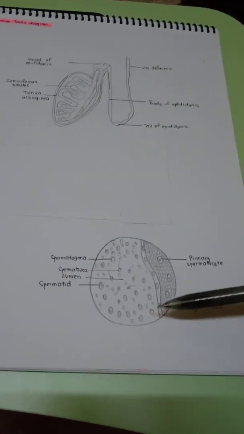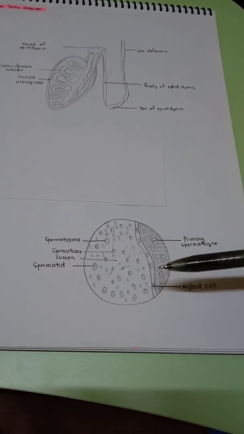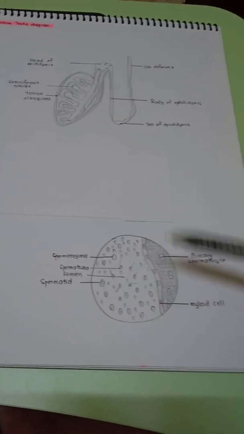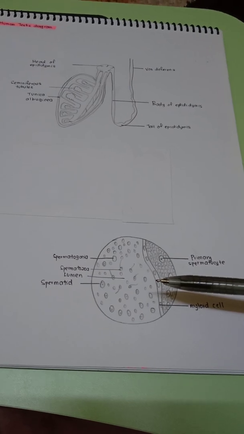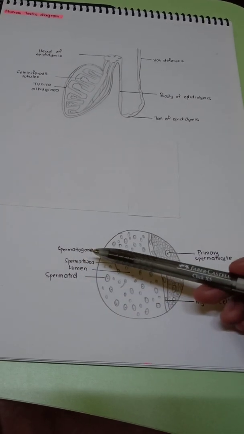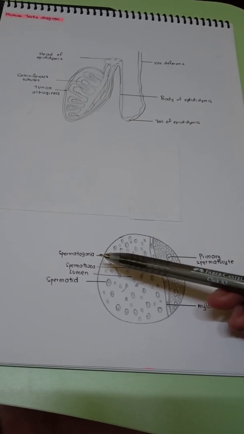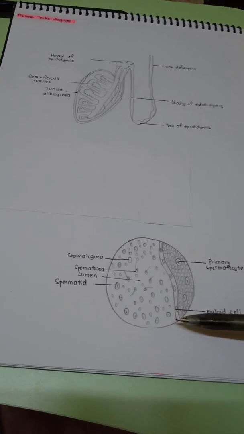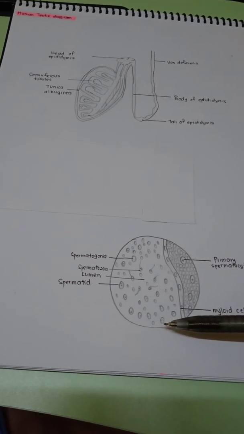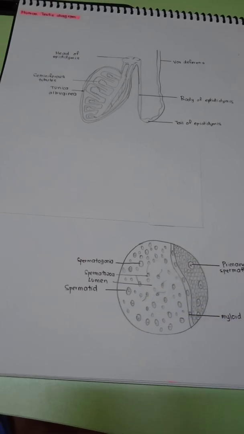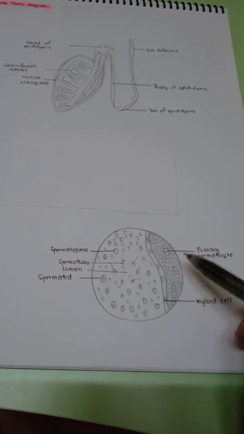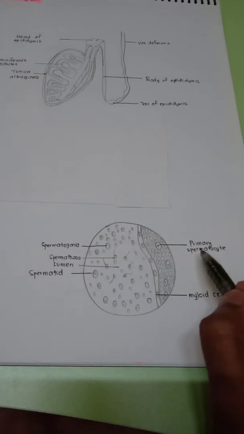So here we have the cross section of the seminiferous tubules. Diploid germinal epithelial cells divide by mitosis to form two types of diploid spermatogonia. One type remains attached to the basement membrane as germinal epithelial cells. Another type of spermatogonium differentiates and increases in size into a primary spermatocyte, which is this one. This is known as the primary spermatocyte.